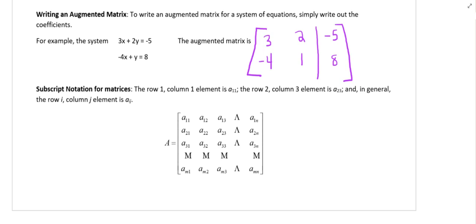So that is your augmented matrix. So it's pretty easy to do the augmented matrix. And then you can go backwards. X is always going to come before Y and write it as a system of equations as well.